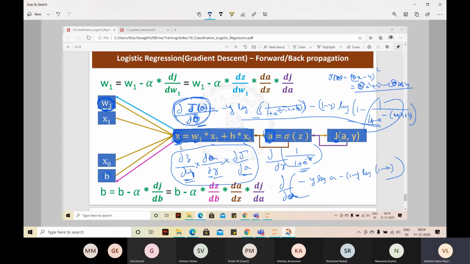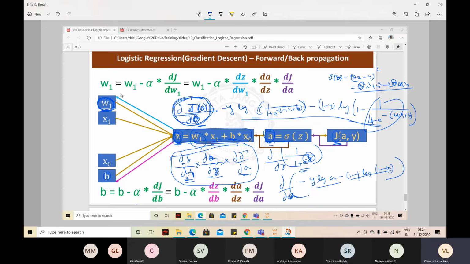When you calculate a derivative, the equation is in terms of the with-respect-to variable. Derivative of z with respect to w1: z is in terms of w1. Derivative of z with respect to b: the equation is in terms of b. Derivative of a with respect to z: the equation is in terms of z. Derivative of j with respect to a: the equation is in terms of a. So it becomes easy to calculate each derivative, and then you multiply all of them to get the final derivative.